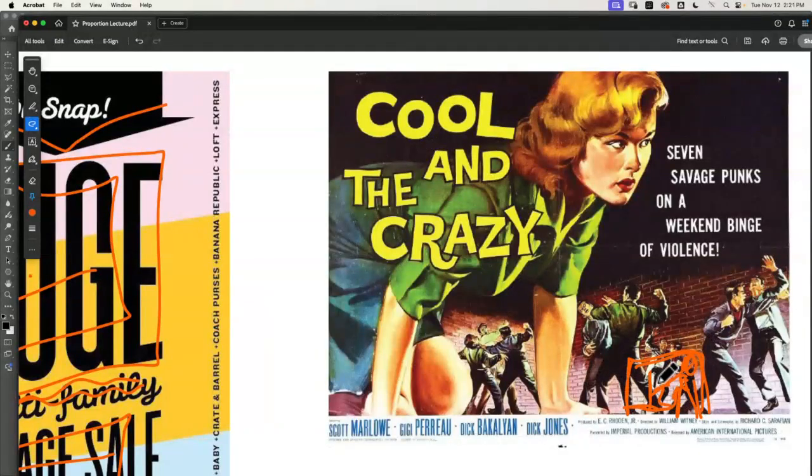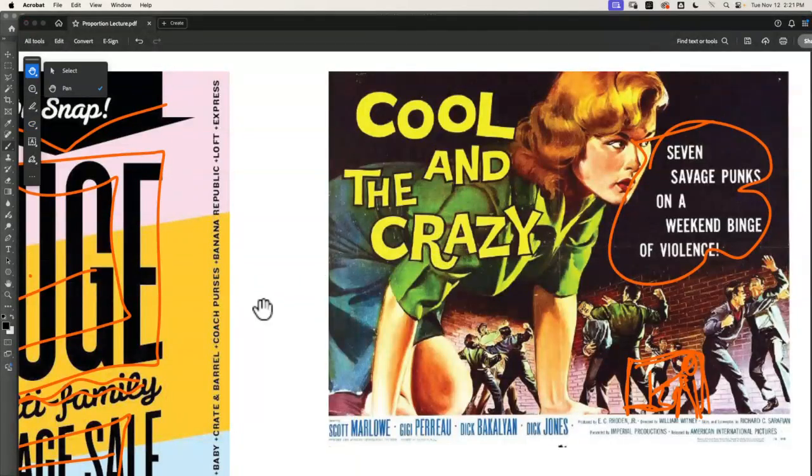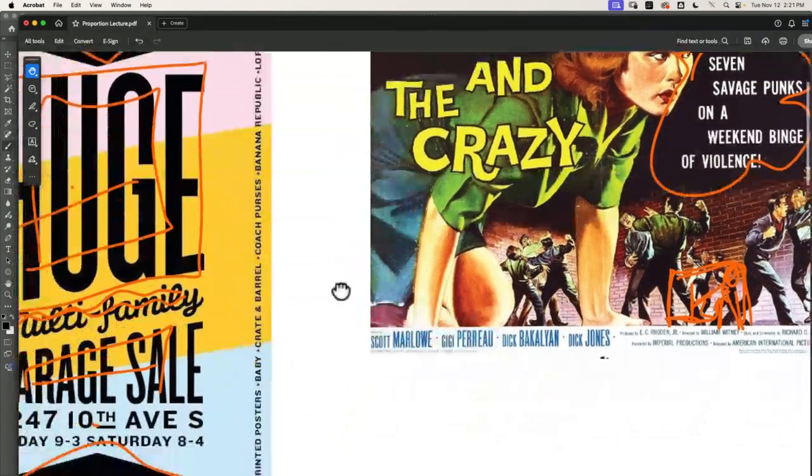But it wouldn't be nearly as great. We did this reverse proportion, brought her to the foreground. We're zoomed in, we're low to the ground, and all this kind of action is happening, framing it in. She's kind of looking away, but almost looking here to 7 savage punks on a weekend binge of violence. Love it. So much fun.